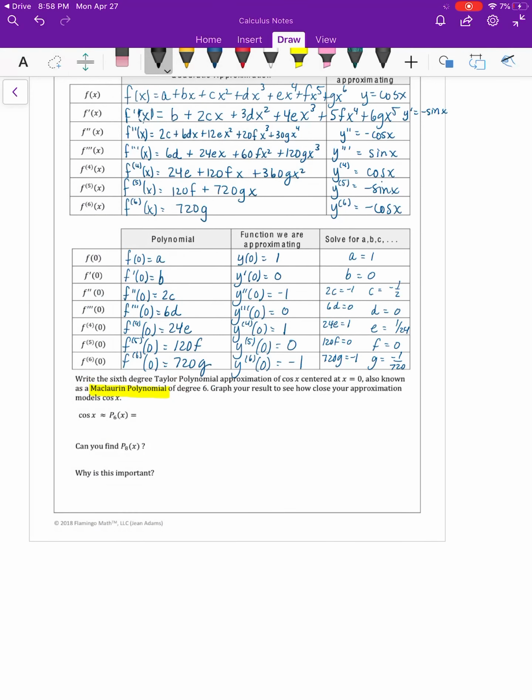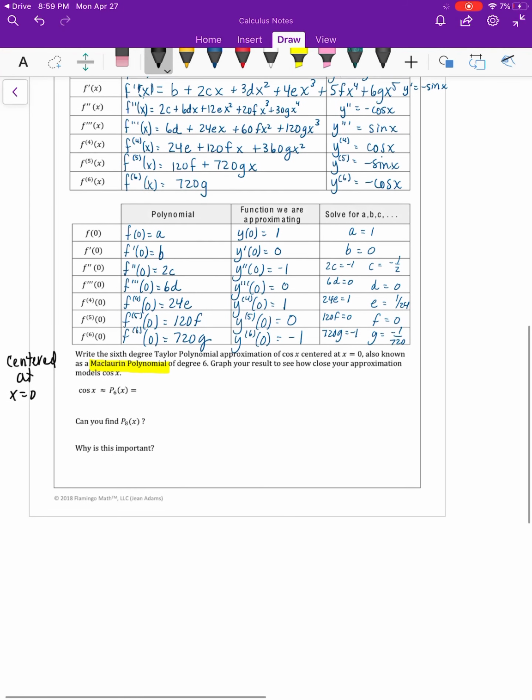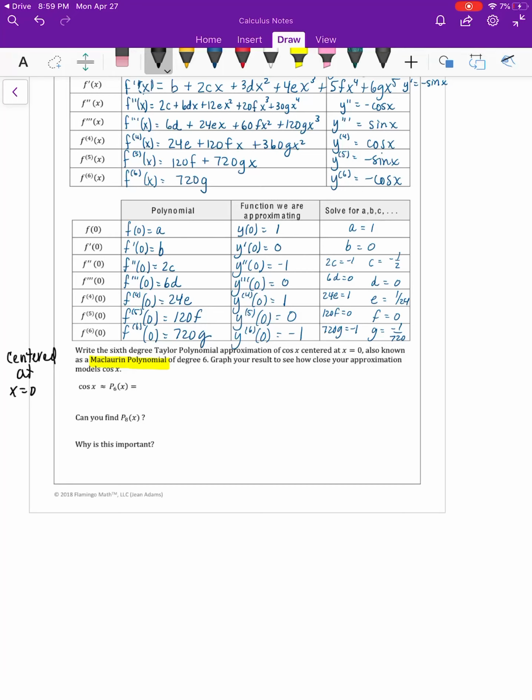So if you wanted to write there just to remind yourself, centered at x equals 0. You know, wherever that point is on the function that you are approximating, okay? If it's Maclaurin, it's going to be centered at 0. It could be centered at 2, then it would be Taylor, or 7, wherever.